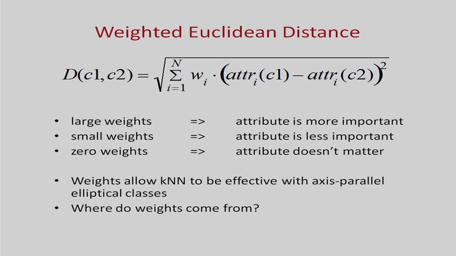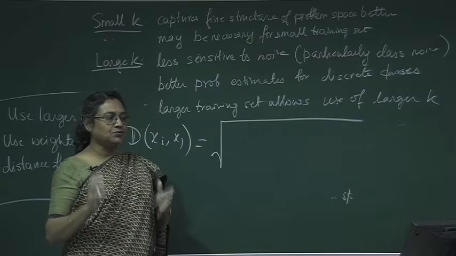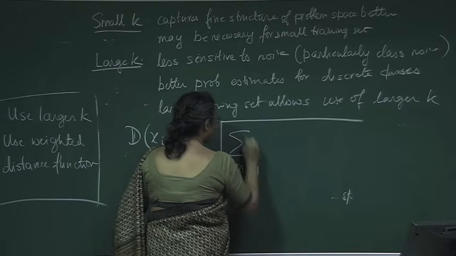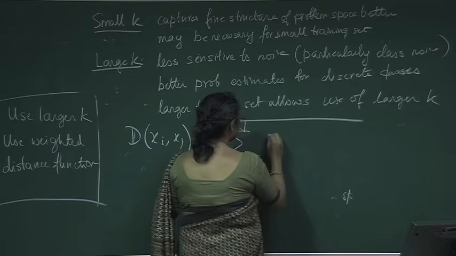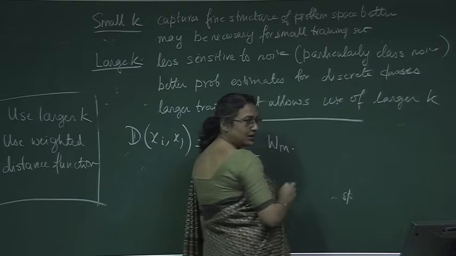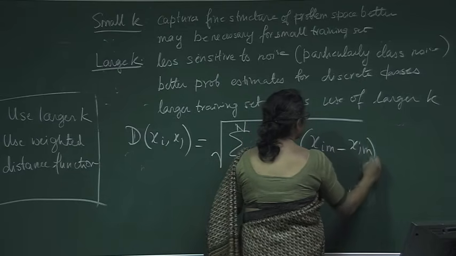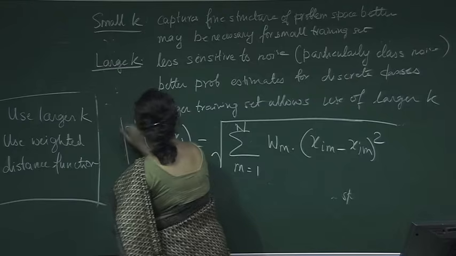In the case of a weighted distance function, we define the distance between xi and xj, in our notation, so that different attributes have different weights. We have n attributes and their weights w1, w2, ..., wn. So, we take the sum over m equal to 1 to n of wm times (xim minus xjm) whole squared. So, this is the weighted Euclidean distance.